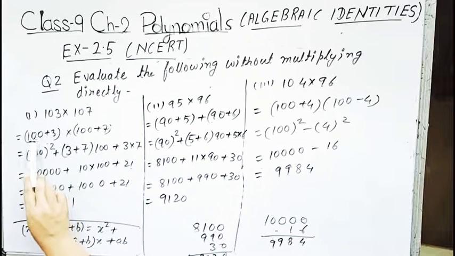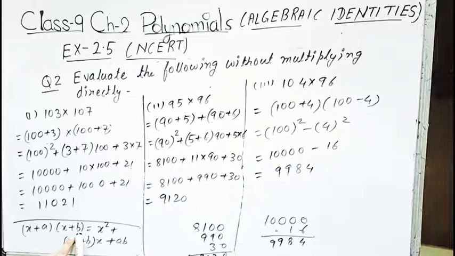Now this form, (x plus a) into (x plus b) equals x square plus (a plus b) into x plus ab. So I can write this in the form of this identity form.